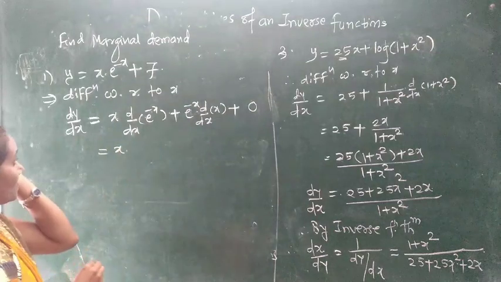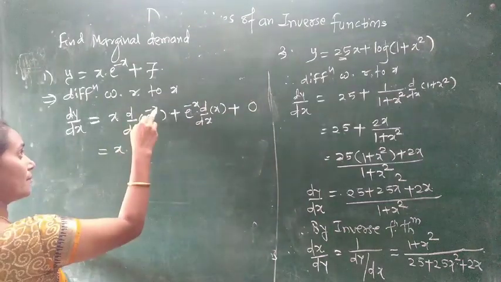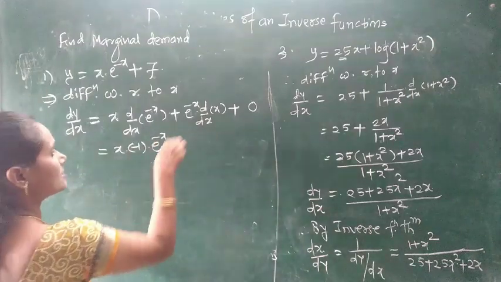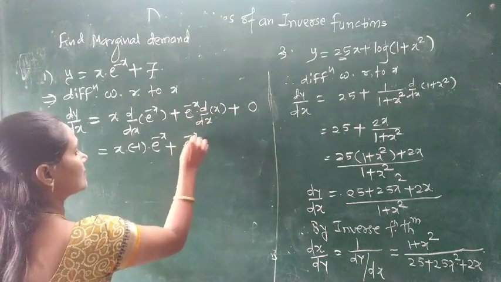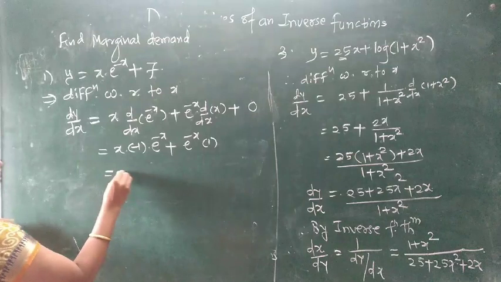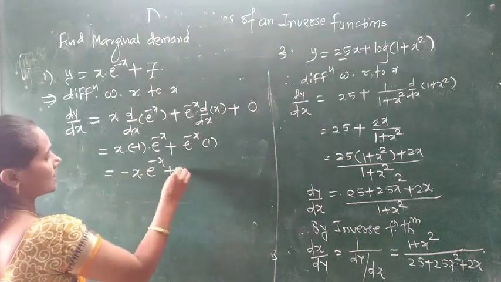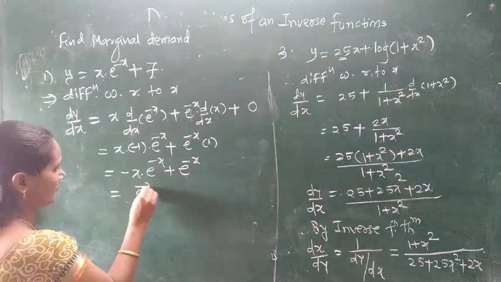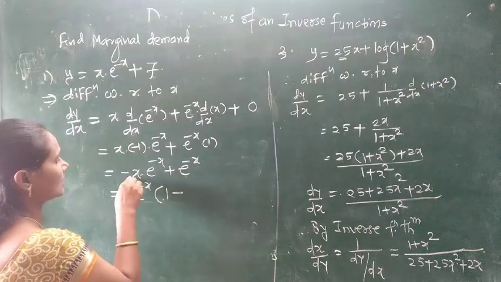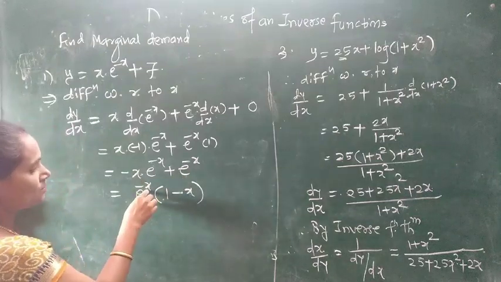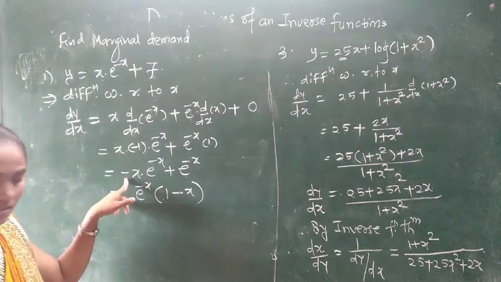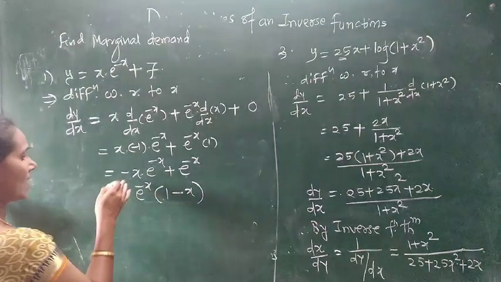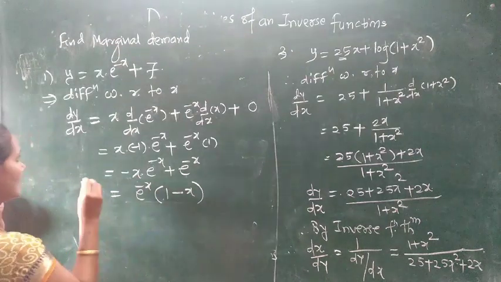So x into the derivative of e raised to minus x. The derivative of minus x is minus 1, into e raised to minus x as it is, plus x into e raised to minus x, and the derivative of x is 1 here. So minus x e raised to minus x plus e raised to minus x. So take e raised to minus x common and write the positive term first and then minus x. So we will get e raised to minus x into 1 minus x. Minus x plus 1 or 1 minus x, that is the same.